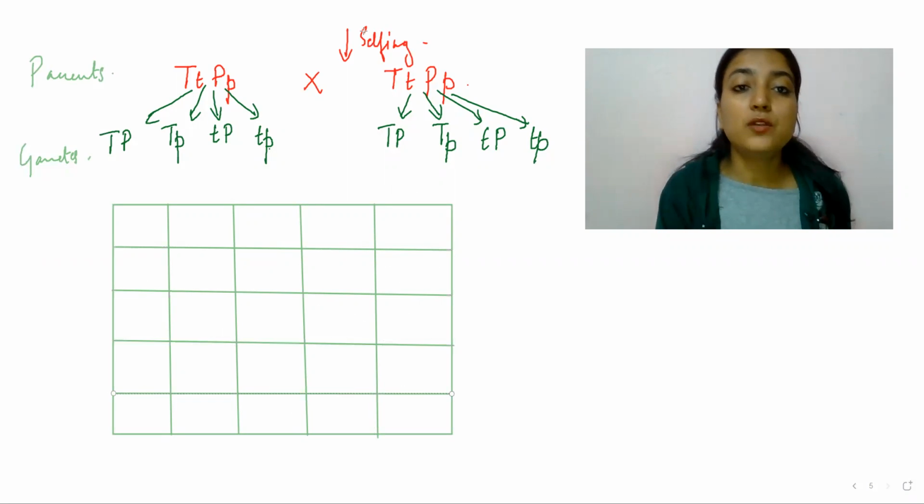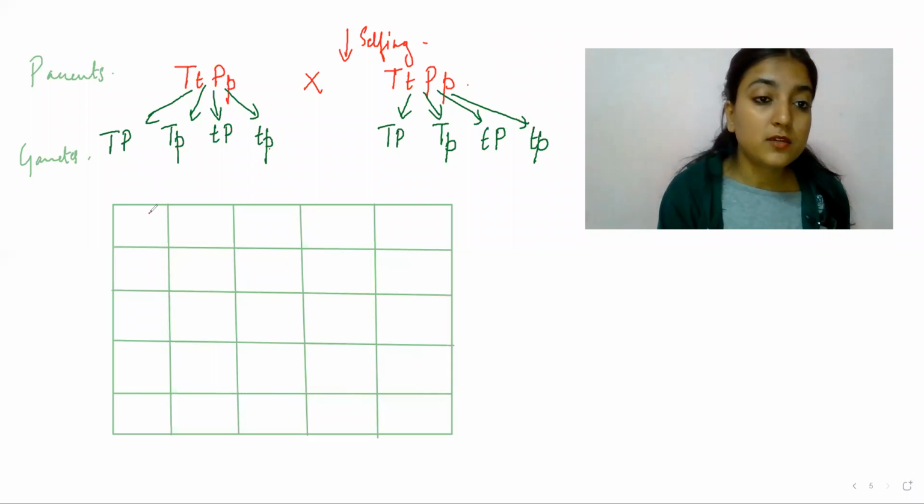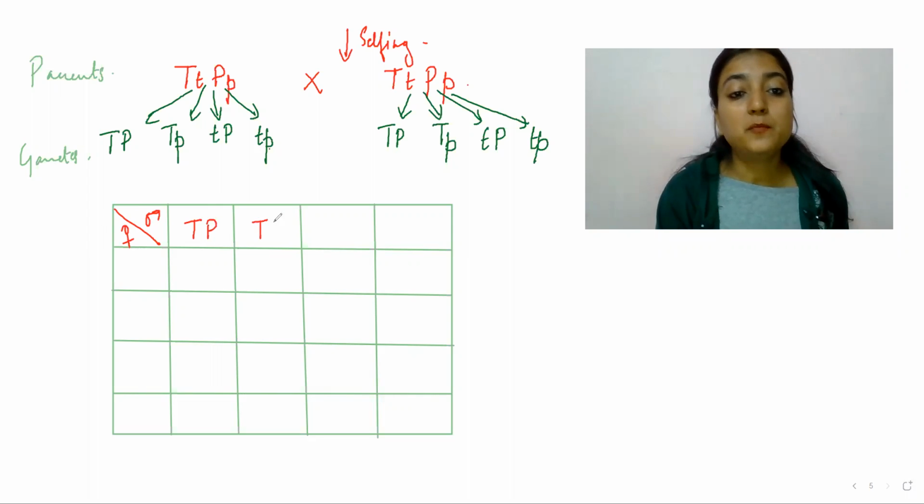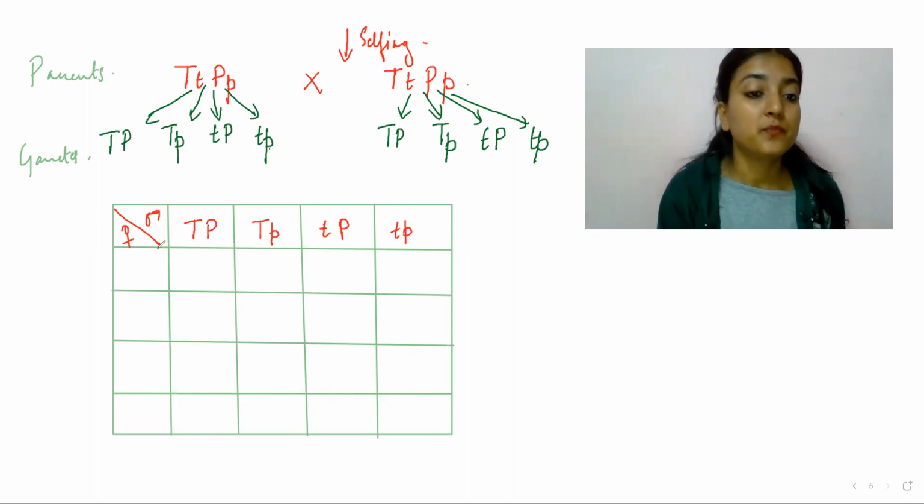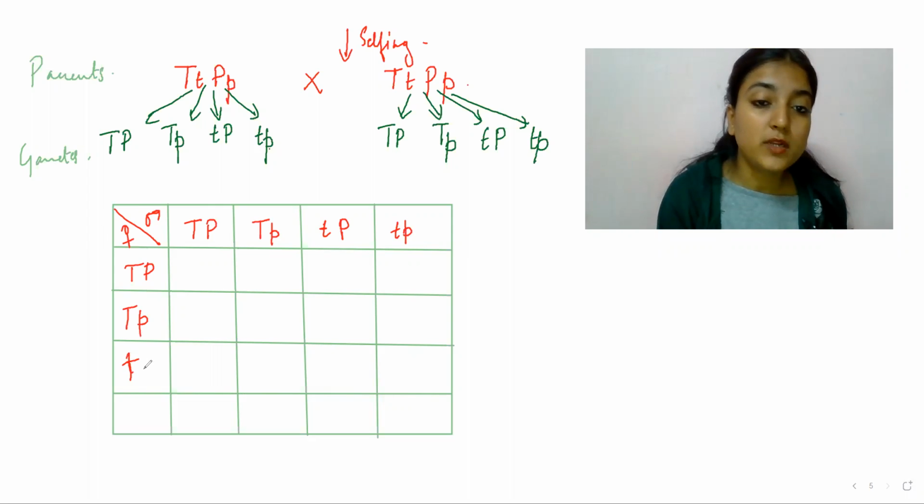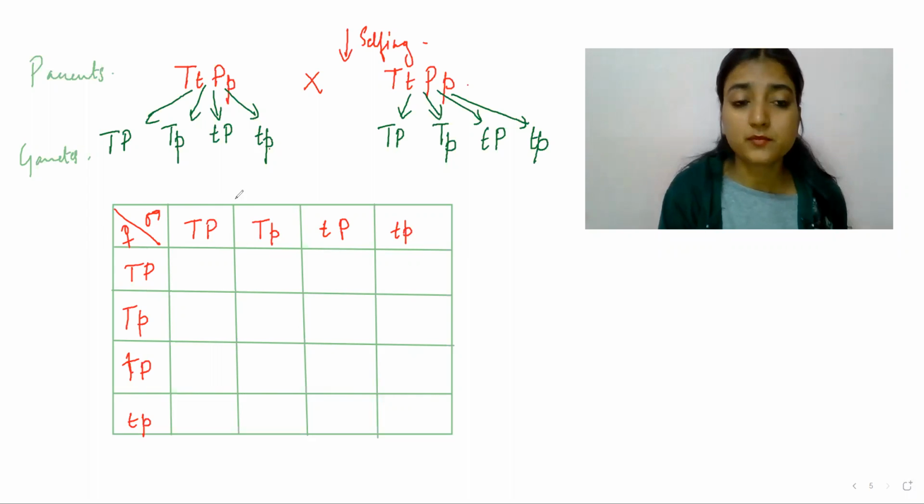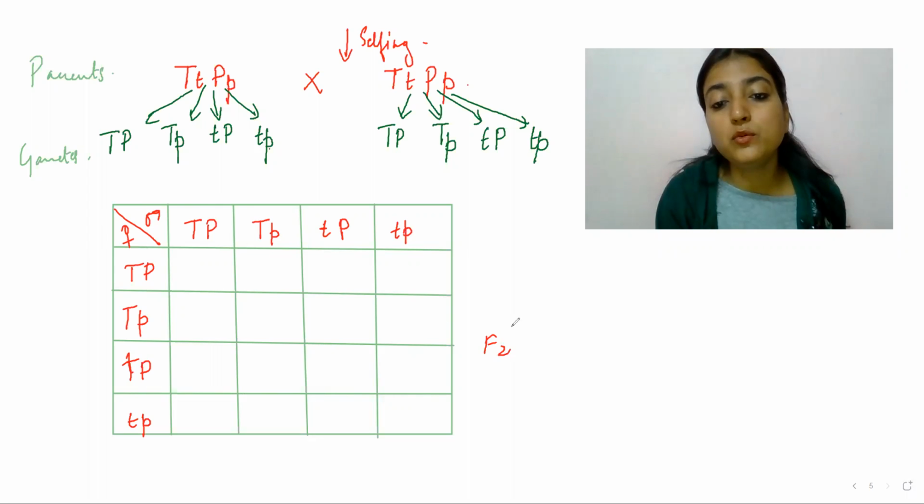So now you will write it here as a male and a female. Now capital P with a dominant and a recessive, then recessive and the dominant, and both recessive. Again here will be the same. This will be small t and capital P. This will be small t and small p. Now this is the F2 generation.